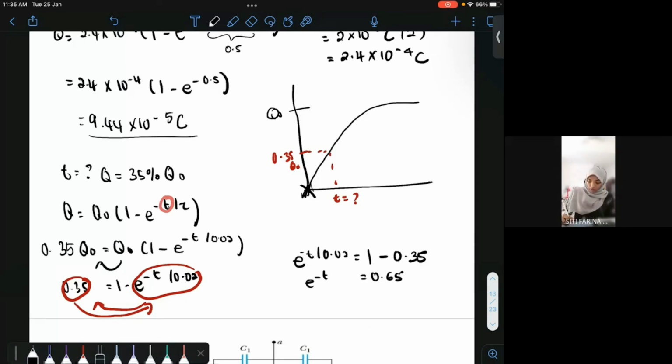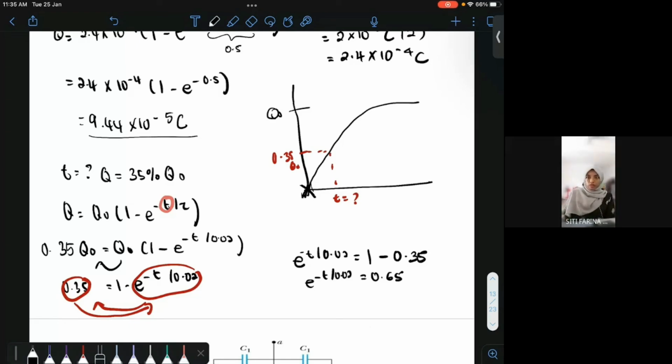Tekan kalkulator 0.65. Eksponen negatif T 0.02. Sekarang baru tekan ln. Okay, tadi jangan tekan lagi dekat sini. At this point, jangan tekan lagi. Kita boleh simplify 1 dengan 0.35. So you simplify them first to 0.65. Baru kita ln. Alright. Lepas tu simplify dulu. Untuk charging, jangan lupa dia akan ada 1 minus. The equation akan ada 1 minus.